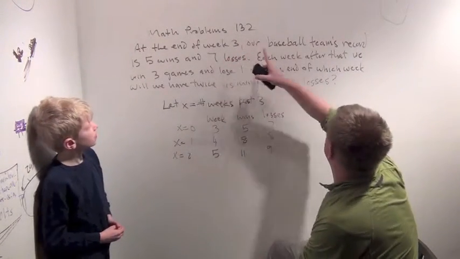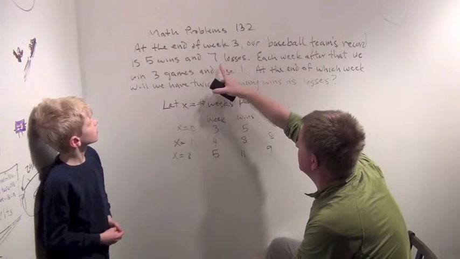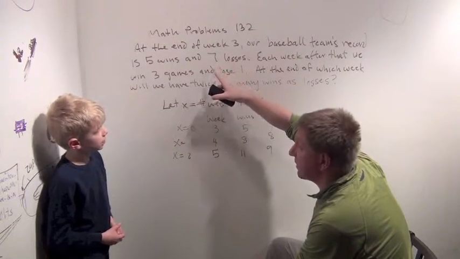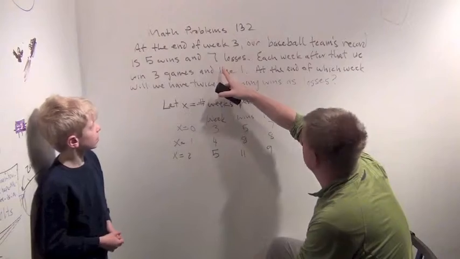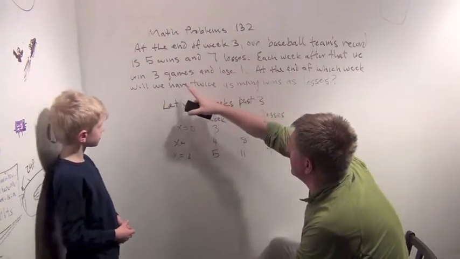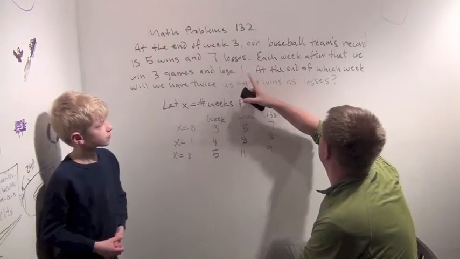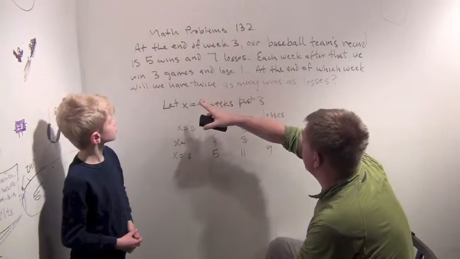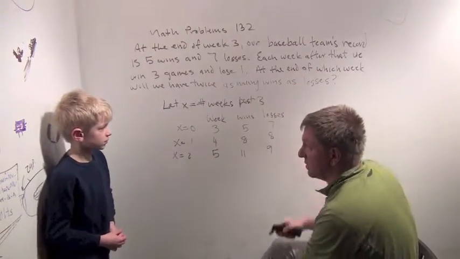At the end of week 3, our baseball team's record is 5 wins and 7 losses. Each week after that, we win 3 games and lose 1. At the end of what week will we have twice as many wins as losses?